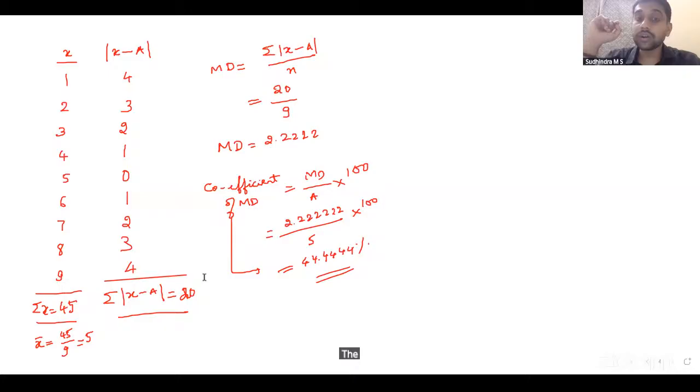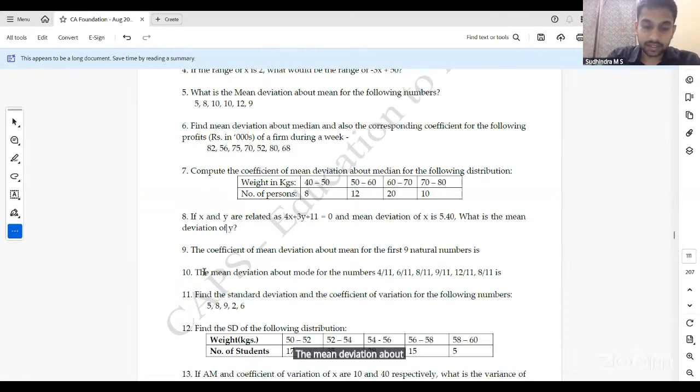The mean deviation about mode for the following numbers. So mean deviation about mode is what they're asking us.